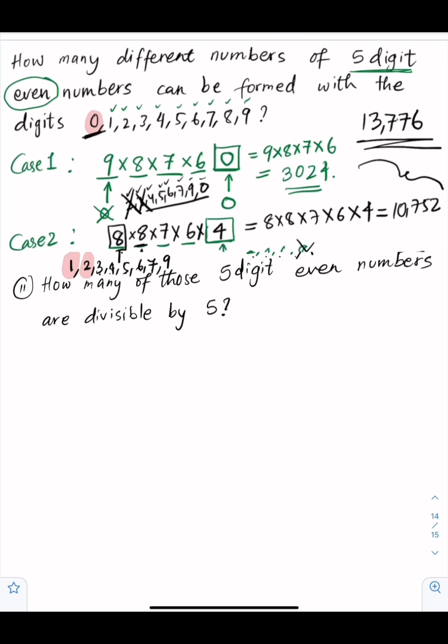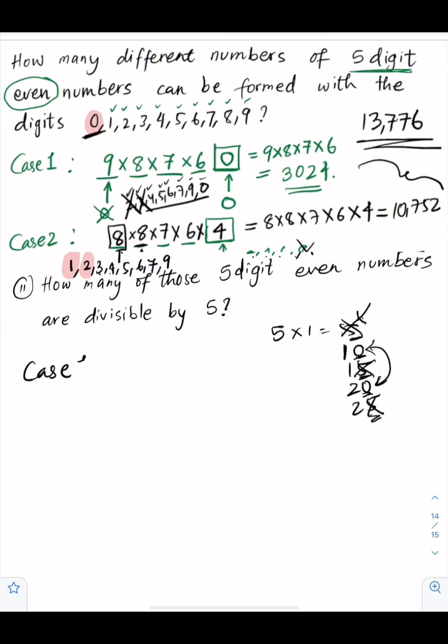Now for the second question: how many 5-digit even numbers are divisible by 5? You know numbers divisible by 5: 5 times 1 is 5, 5 times 2 is 10, 5 times 3 is 15, 5 times 4 is 20. So you will notice that the last digit has to be either 5 or 0. Your even number cannot end in 5, right? So this option is cut off, which means only even numbers ending with 0 qualify to be divisible by 5.